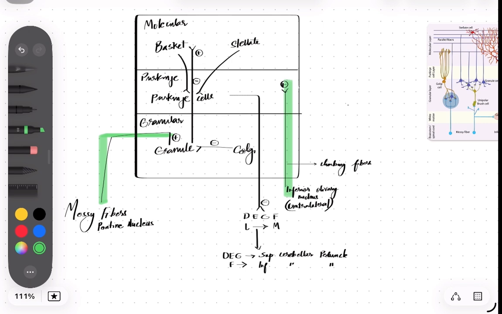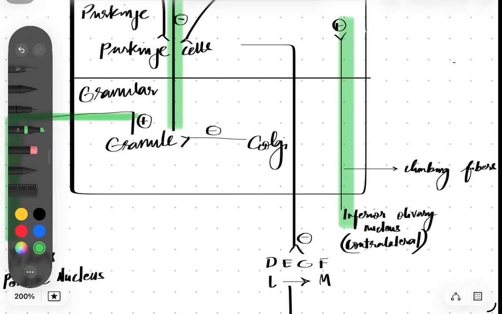Okay, now mossy fibers from the pontine nucleus are going to go up and stimulate the granule cells. Granule cells are going to go up and stimulate the basket cells and the stellate cells of the molecular layer. Now there is also inhibitory interneurons. Look at Golgi cells. Golgi cells are inhibiting the granule cells. This is happening within the granular layer. Okay, so Golgi cells are going to inhibit the granule cells.